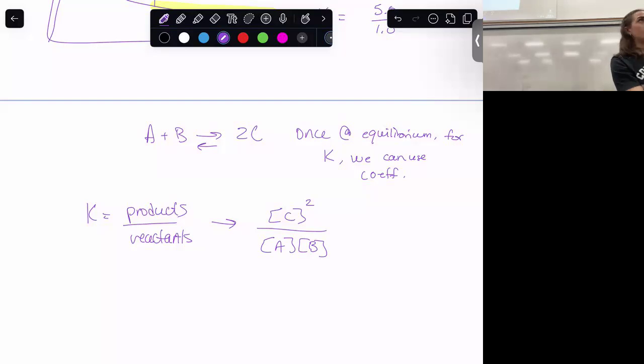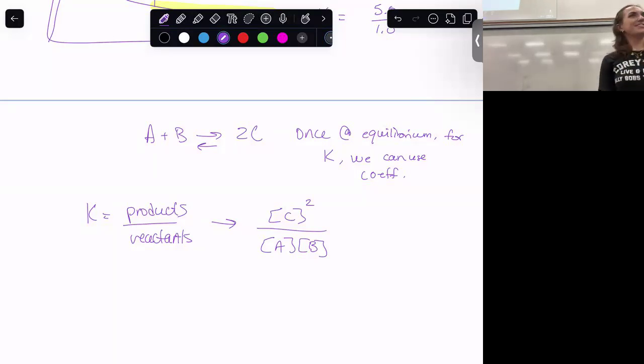Okay. So for rates, exponents equal order. For K, exponents equal nothing, I guess. For equilibrium, it's just because they're saying at equilibrium we have 2 times the number of moles of C than we do of A. So that's where that comes into play.